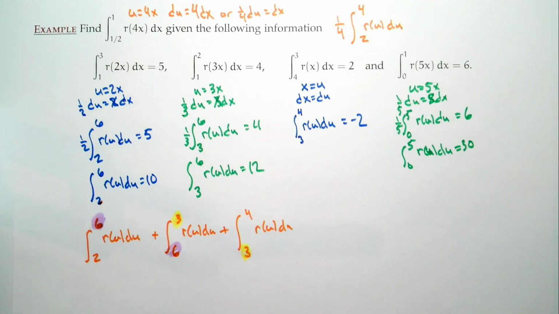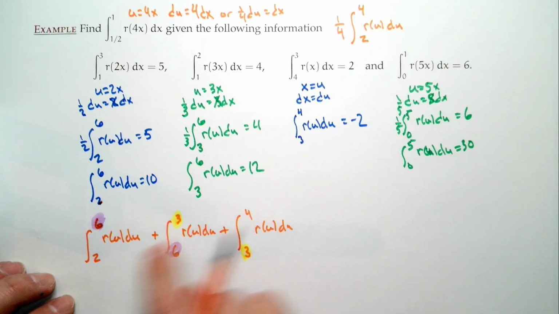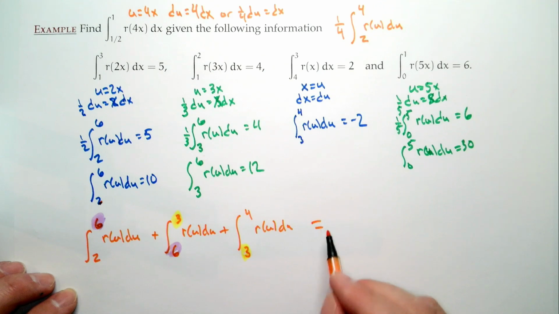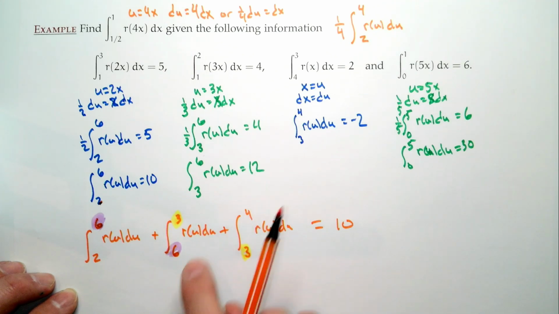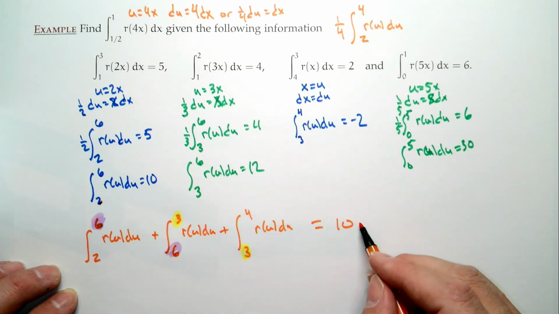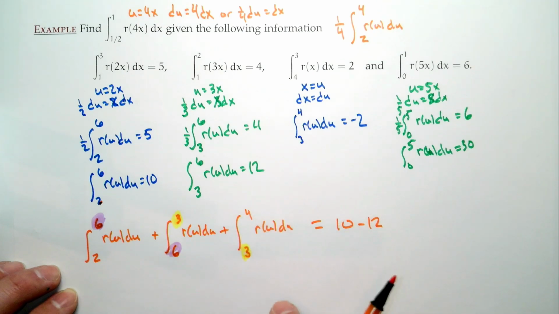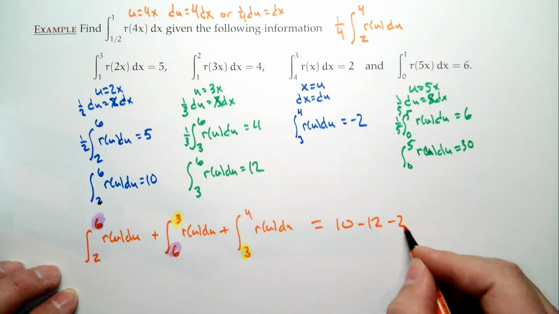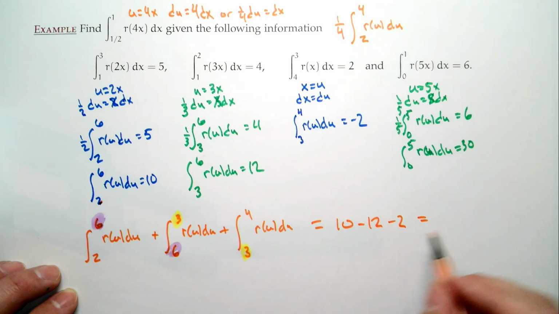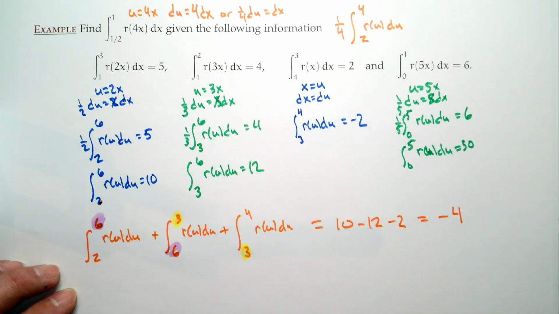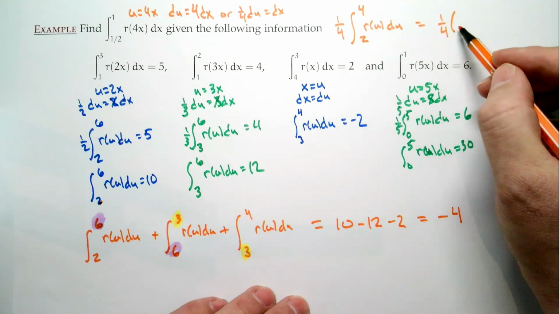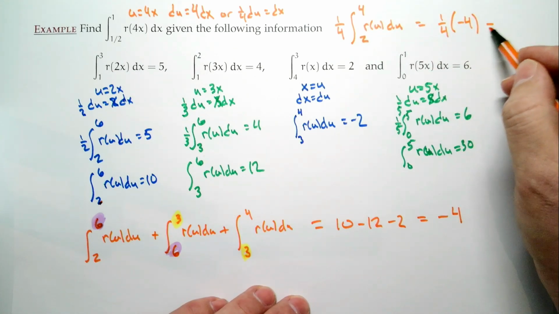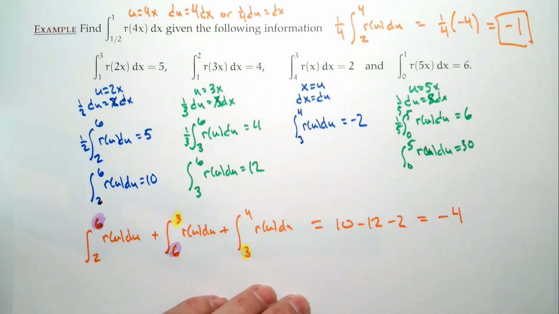So what we have is that this is the integral from 2 to 4. Well, what's the first one? 10. What's the second one? Negative 12, negative because we have to flip the bounds. So minus 12. What's the last one? Negative 2. Which tells us we end up with negative 4. So our answer is 1/4 of negative 4. So that integral is negative 1.